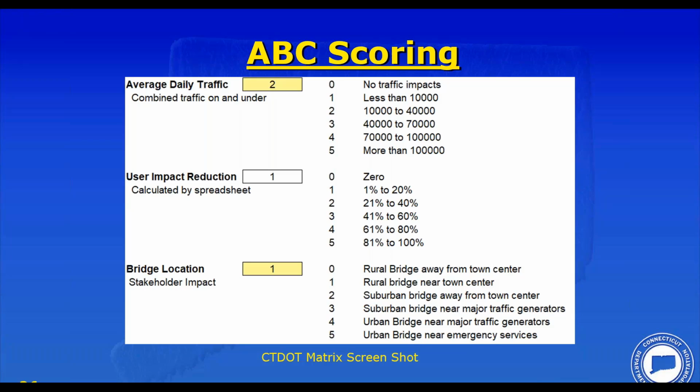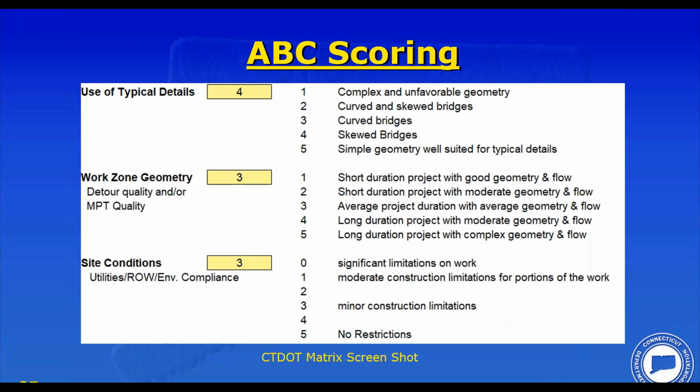The user reduction, we get a score of 1 because it was a very minimal savings of about 13%. So the spreadsheet automatically enters 1 for the user reduction percentage. For bridge location, it's a rural bridge near a town center. So we give it a 1. It's not a highly congested area. Use the typical details. It's a skewed bridge similar to our previous example bridge. It's skewed at 45 degrees, so it's not totally simple, but the geometry is pretty straightforward. So we'll give it a 4.